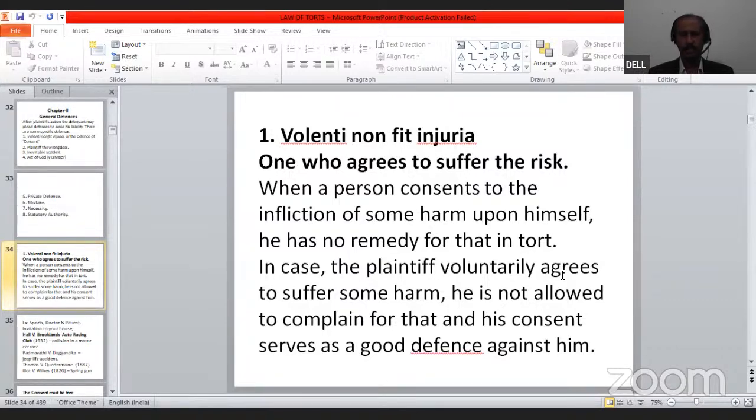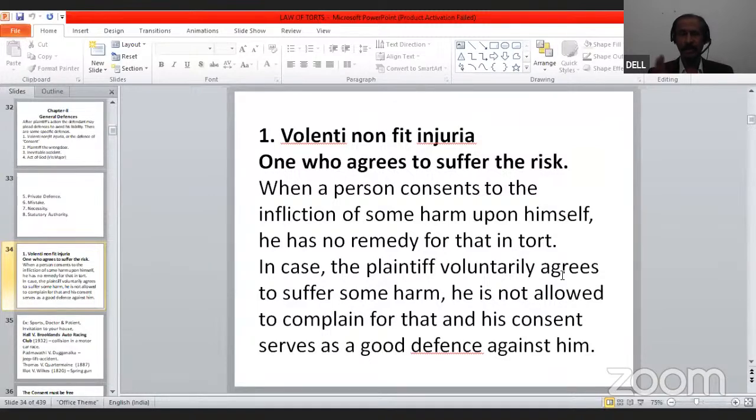Now look, the slide is in front of you. When a person consents to infliction of some harm upon himself, he has no remedy for that in tort. See, it is a plain statement, of course. Consent, now we're going to dissect it and see what type of consent, to what extent the consent is applicable to the circumstances, all these things we have to analyze. In case the plaintiff voluntarily agrees to suffer some harm, he is not allowed to complain for that, and his consent serves as a good defense.